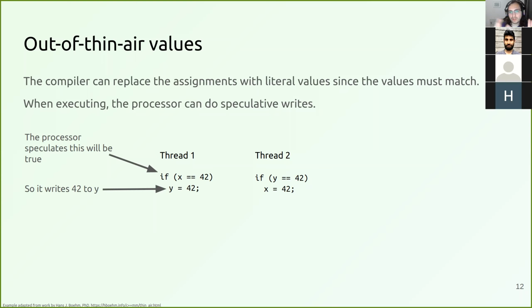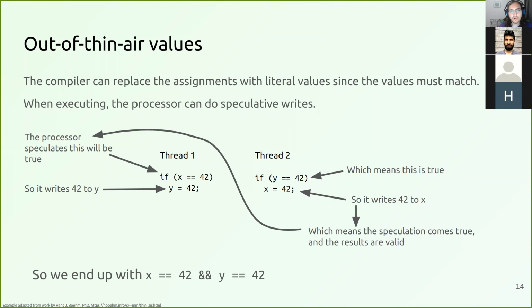But while one of our threads is doing this, we have another thread running at the same time. That thread goes and checks what the value of y is. It checks if it's 42. And the thing is, it is 42 now, because our first thread, while doing the speculation, actually made a write. So thread 2 sees this value here and sees that this if is true, and then goes ahead and writes the number 42 into the variable x.